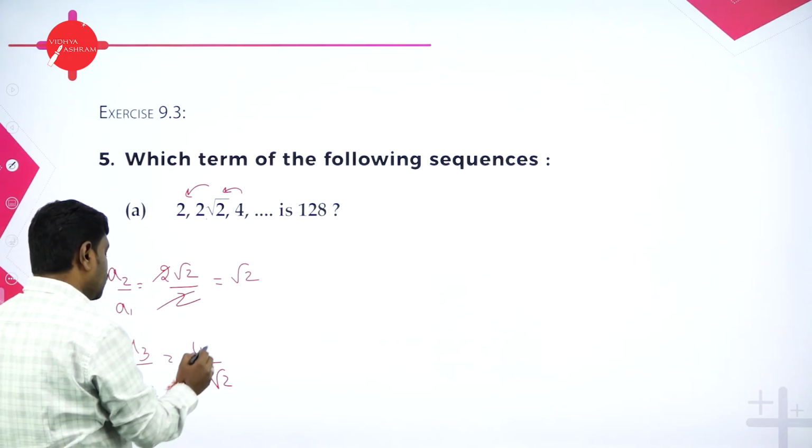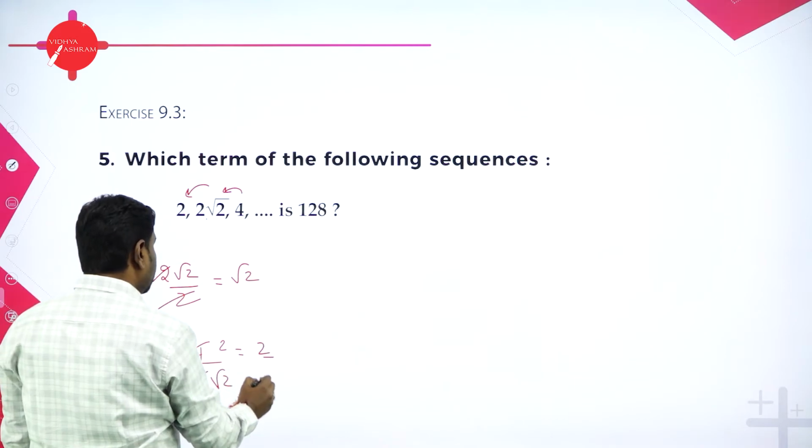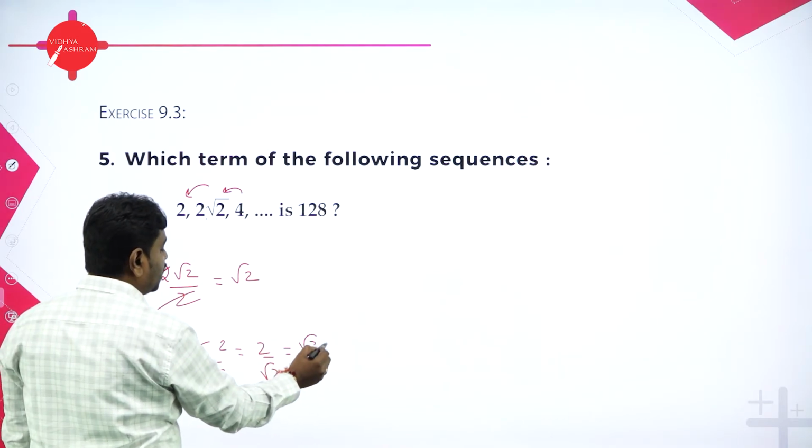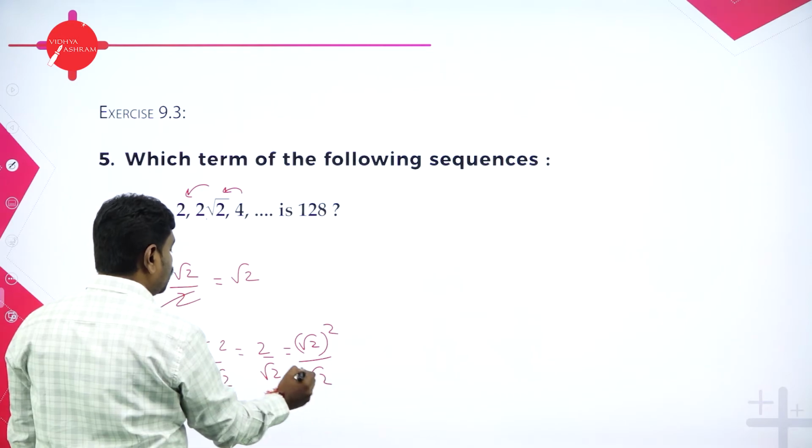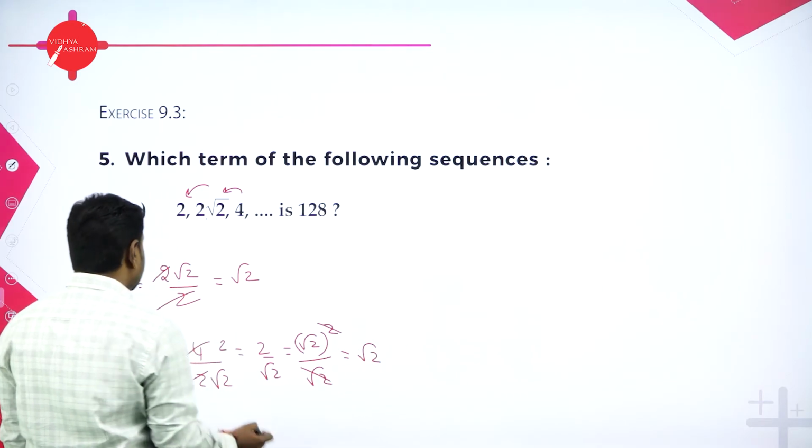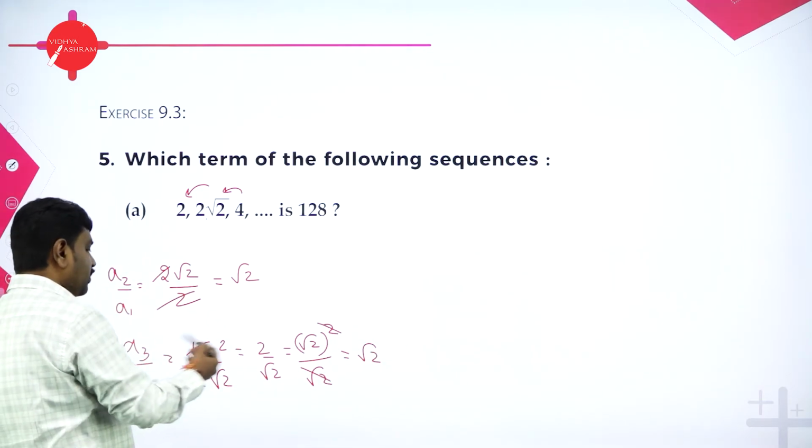4 by 2 root 2, if you do also, you will get 2 by root 2. Dear student, 2 by root 2 can be written as numerator root 2, can be written as 2 root 2 the whole square by root 2. Root 2 cancels, it is root 2. So A2 by A1 is also root 2. A3 by A2 also root 2.